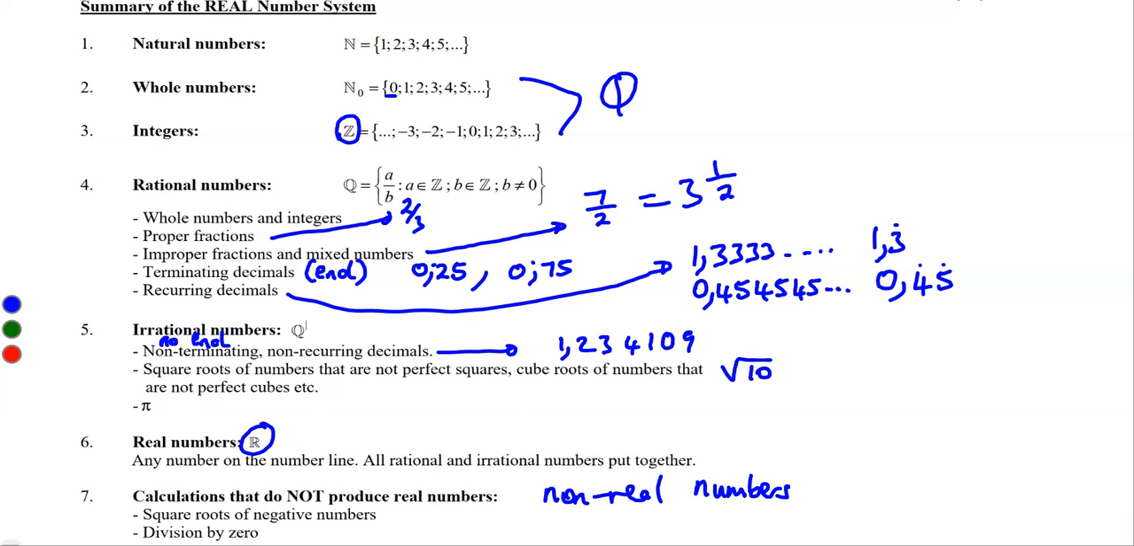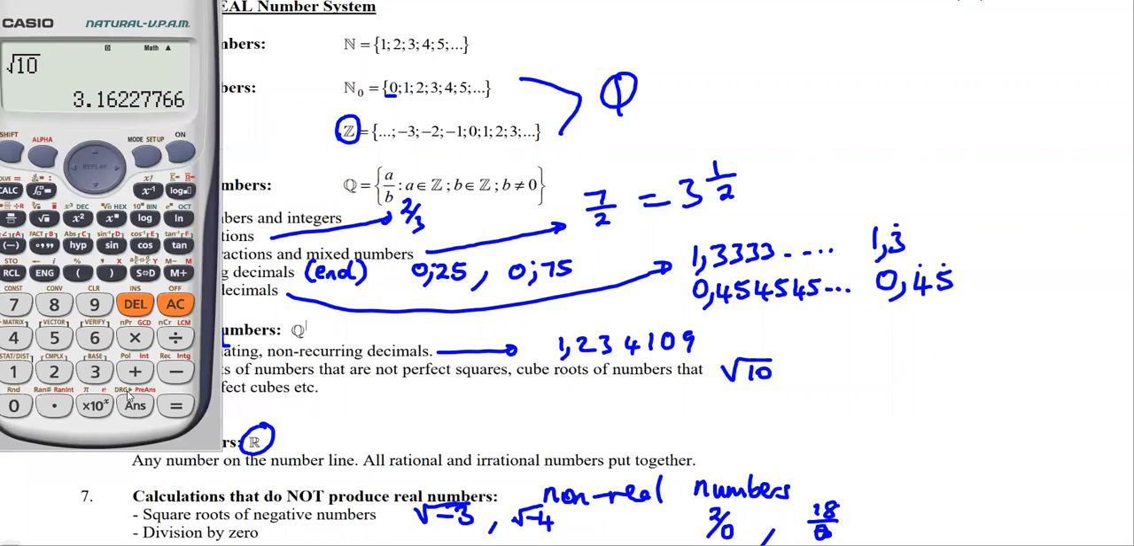Now, non-real numbers: the square root of a negative number. If we say the root of negative 3 or the root of negative 4, we can't have an answer for that. Or division by 0. Division by 0 is undefined: 2 over 0, 18 over 0. Even if you punch it in a calculator, they indicate this.